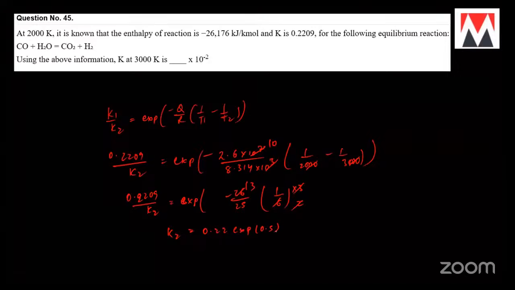K at 2000 is given as this one. K1 by K2 is nothing but 1 by T1 minus 1 by T2, 1 by 2000 minus 1 by 3000, 1 by 6, 13.6. E power 0.5. So what is the value you're getting? Anyone? Answer in the chat.